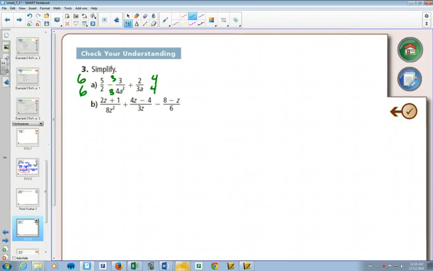Now let's look at the variables. How many a's do we need on the bottom? We need a squared in the end, right? So this one is missing an a squared and an a squared. This one is fine. This one's just missing an a.